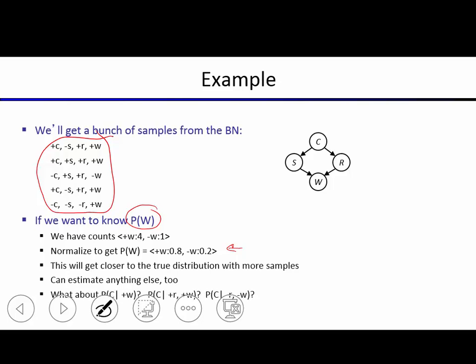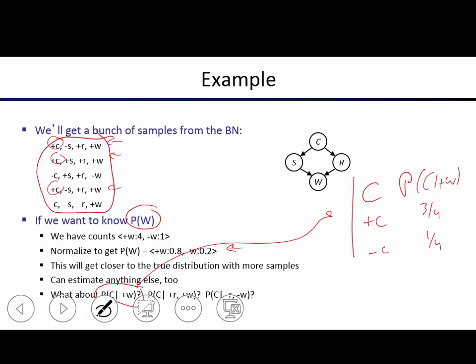We can estimate anything else too. This was just one thing. You might estimate the conditional distribution for C given plus W. How would you do that? You would look at just the samples where there is plus W, just these four, and you check how often there is plus C. It's plus C here, so three out of four times when it's plus W, there is a plus C. So here you'd have P(C given plus W) as your estimate: for plus C, 3 out of 4, negative C, 1 out of 4. And that'd be your estimated distribution for this particular query.